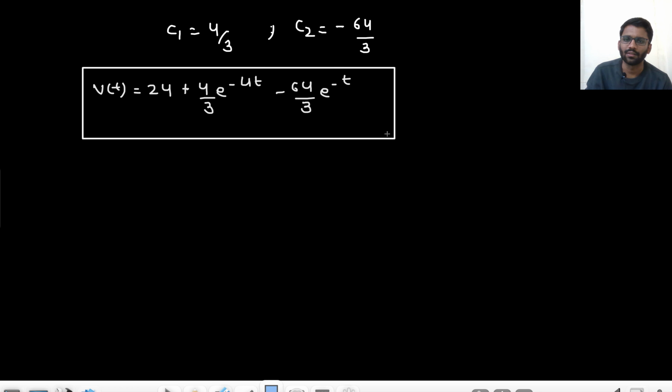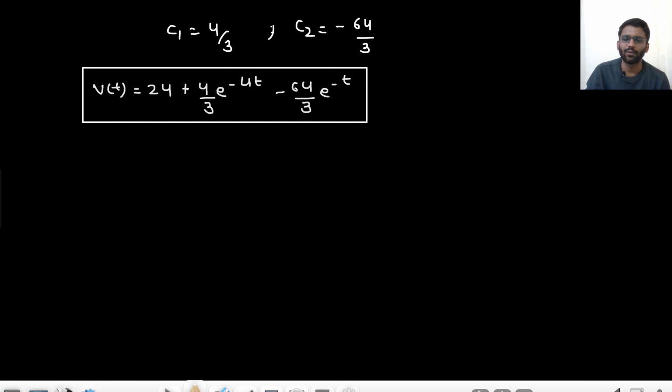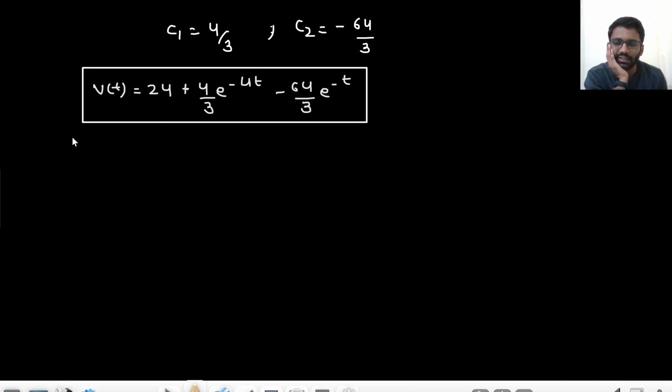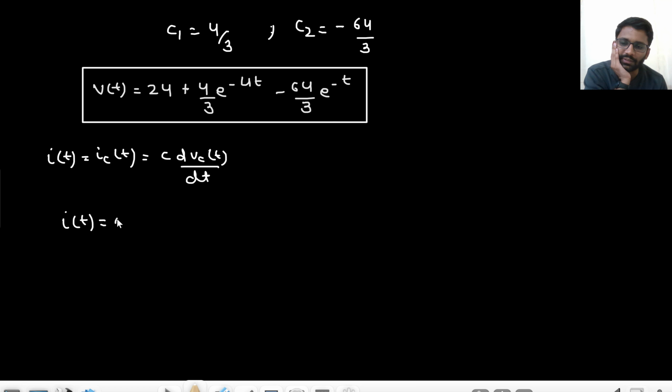This is my Vt. Now what do I need to find? I need to find It. One thing I know here is that my It is equal to ICT, and that is equal to C dVc by dt. Basically, what do I do? It would be equal to, what is the value of C? That is 0.25. And just differentiate it.